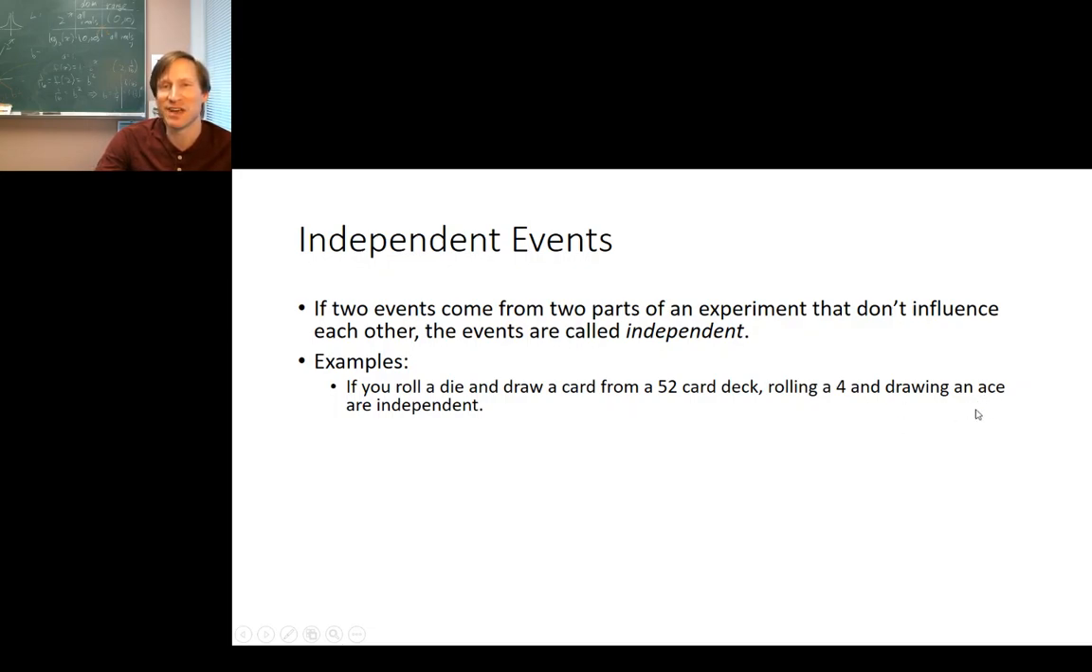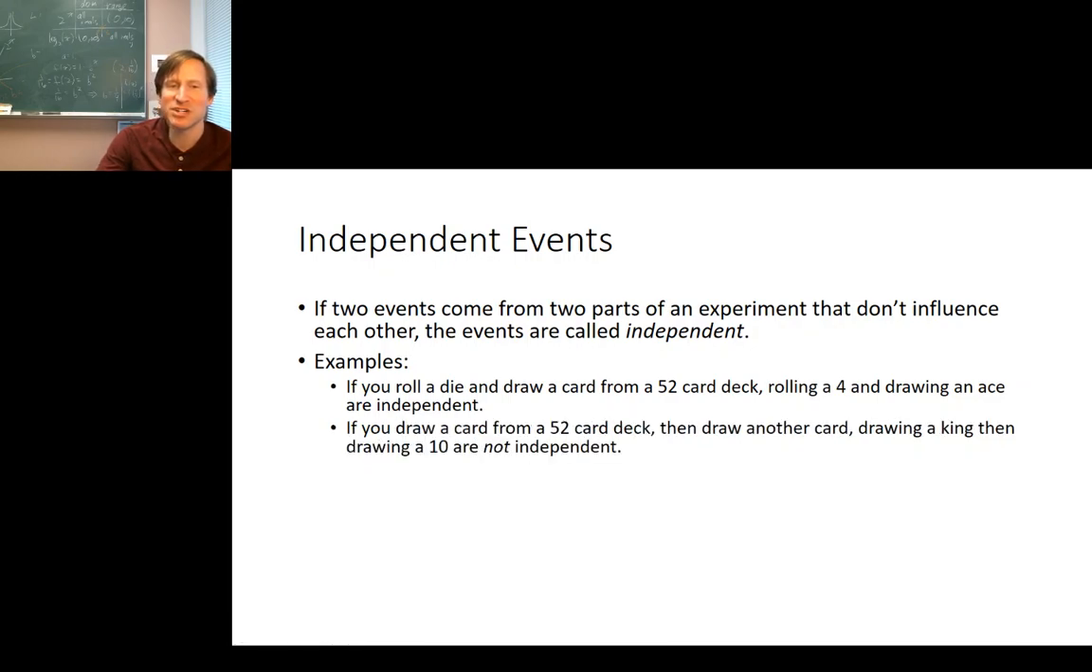So an outcome from rolling the die and an outcome from drawing a card, like drawing an ace, are independent events. As an example of two events that aren't independent, imagine drawing a card from a 52 card deck and then drawing another card. The events drawing a king and then drawing a 10 are not independent, because think about that second draw. You've already taken a card from the deck, and so your chance of drawing a 10 depends on what you drew the first time. Since the second part of the experiment is influenced by the first part, these two events are not independent.